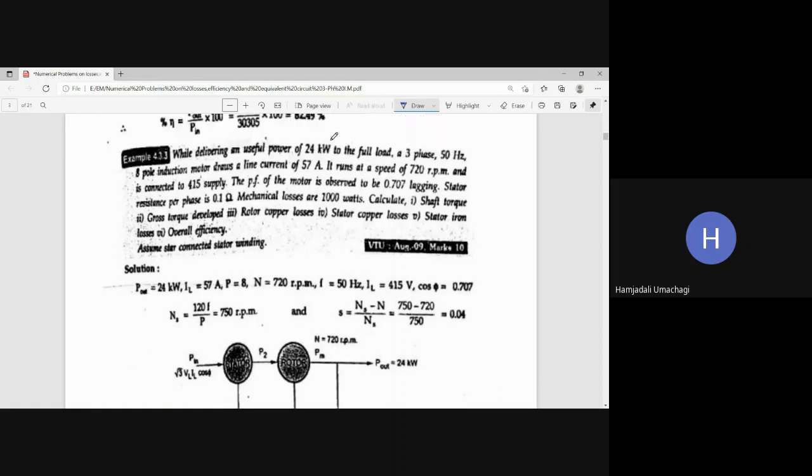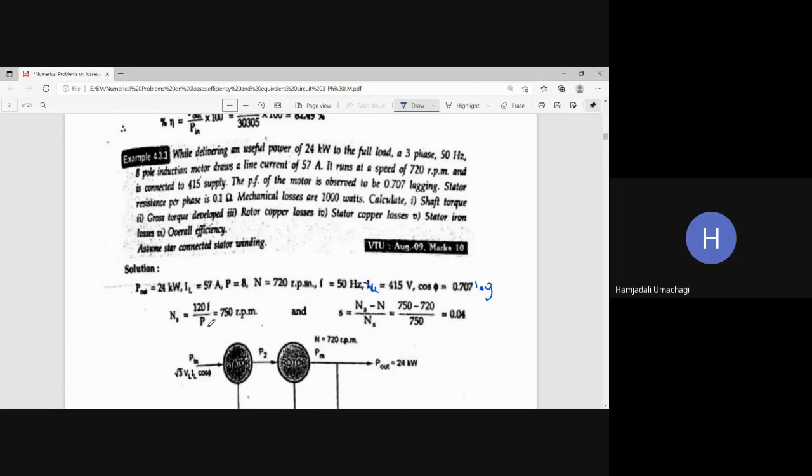So now let us write all the given parameters here. Output of the induction motor is given as P out, that is 24 kilowatts. Line current drawn by the motor is 57 ampere. Poles P equal to 8. Speed of the induction motor N equal to 720 rpm. Frequency is given as 50 hertz, and line voltage VL is equal to 415 volts. Then power factor is 0.707 lagging because this is an inductive load.